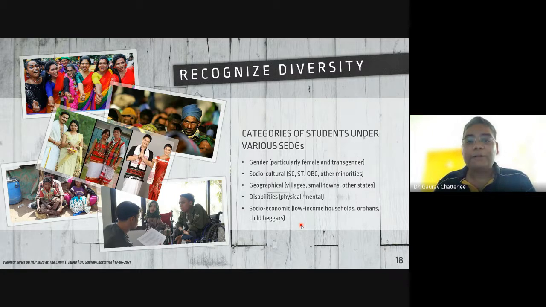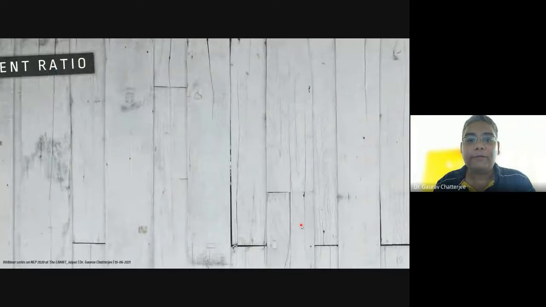The next category of students are those with disabilities, different types of disabilities, physical health, mental health, for example. And finally, the category is socio-economic: low income households, child beggars or orphans. How do we uplift these students by providing them with a good quality education? So these are the 5 specific categories that this NEP document has identified. Once we understand each of these categories, the policy talks about how we can uplift each of these categories by giving them certain benefits.